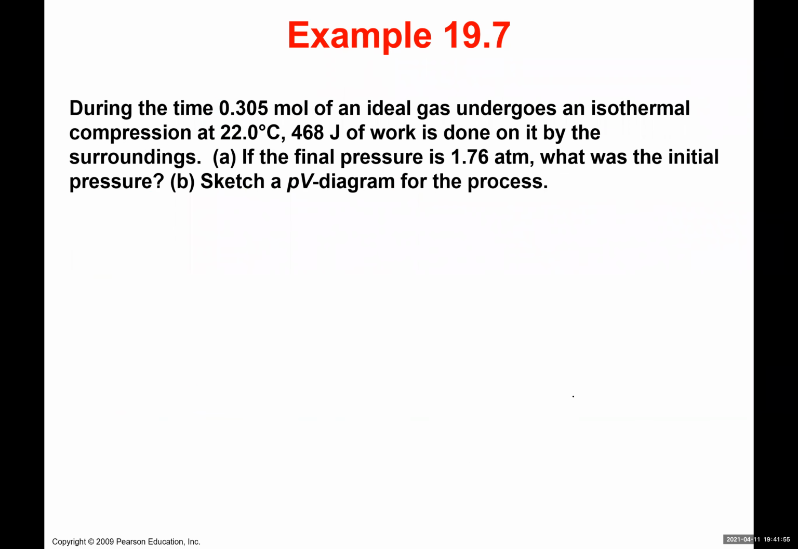All right, another example here. 0.305 mole of an ideal gas undergoes an isothermal compression at 22 degrees Celsius. 468 joules of work is done by the surroundings. That means that's the amount of work done on the gas, right? On it, by the surroundings. If the final pressure is 1.76 atm, what was the initial pressure? And then sketch that in the PV diagram.